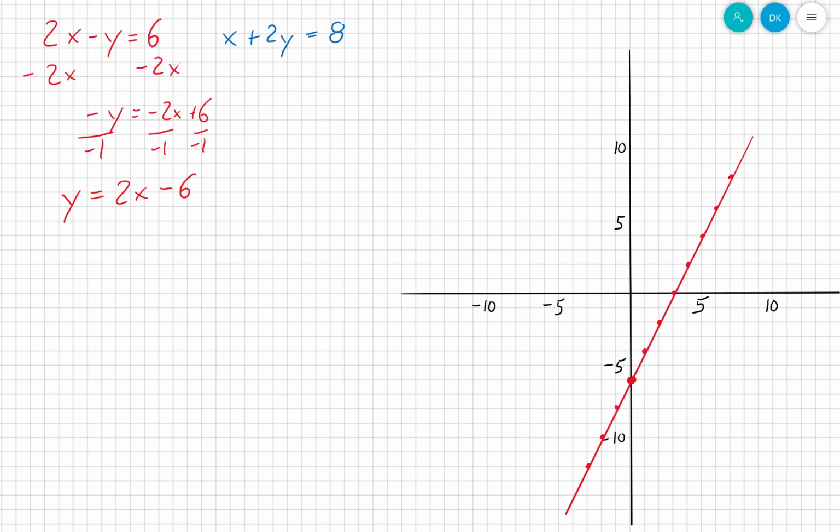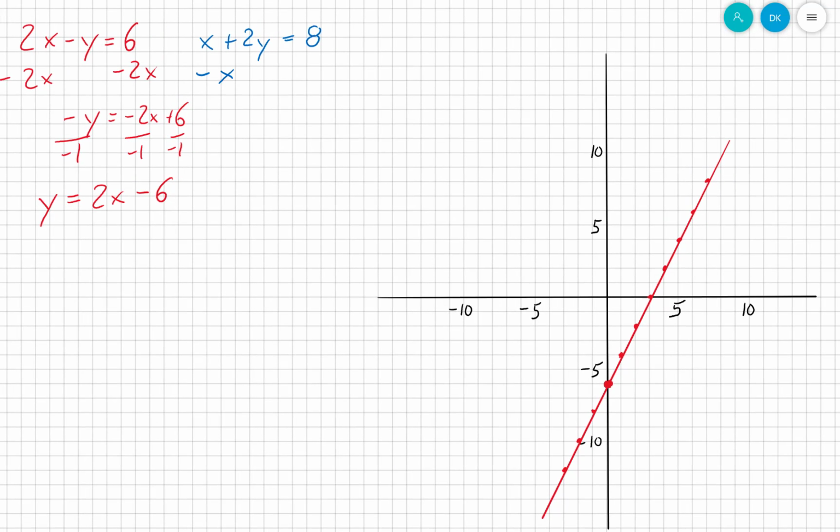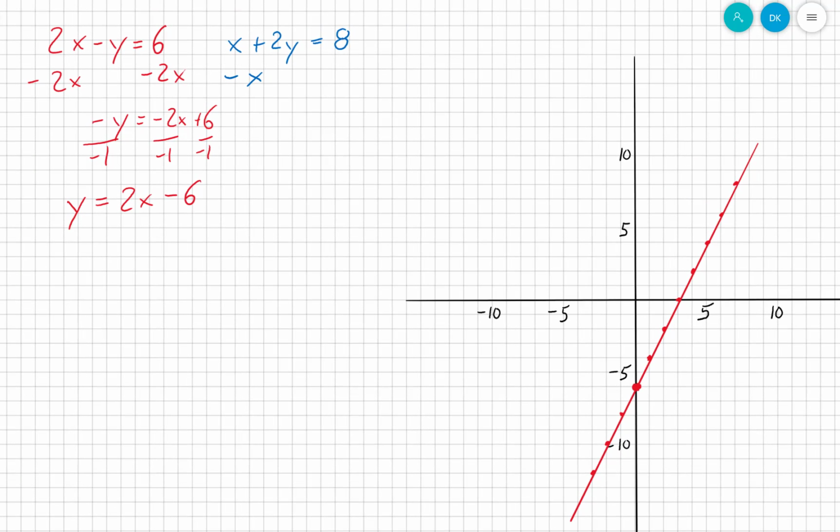If we deal with the second line now, we're going to solve that by subtracting x from both sides. Oops, it keeps wanting to slide here. So we'll end up with 2y is equal to negative x plus 8, negative 1x if you like. We'll divide everything on both sides by 2, giving us y is equal to negative 1/2 x plus 4.